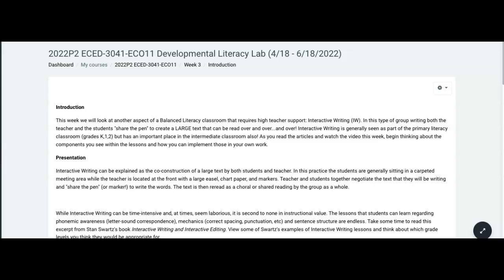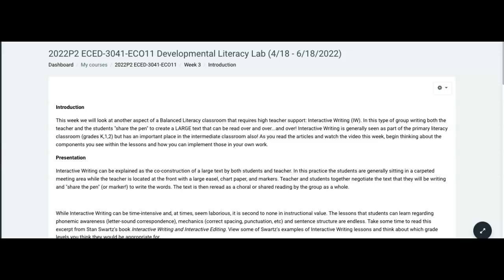It's week 3, and this week we look at another aspect of the balanced literacy classroom that requires high teacher support. This is interactive writing. In this type of group writing, both the teacher and the students share the pen to create a large text that can be read over and over and over again.